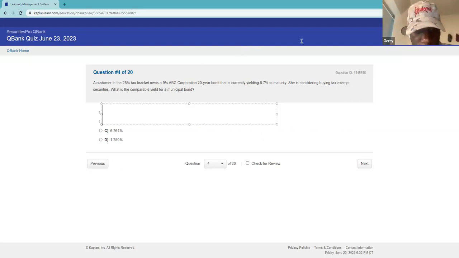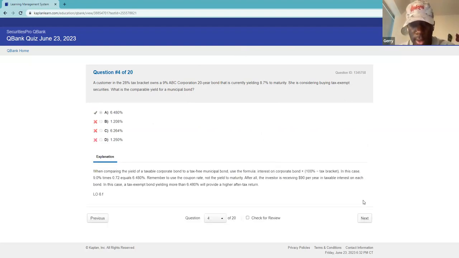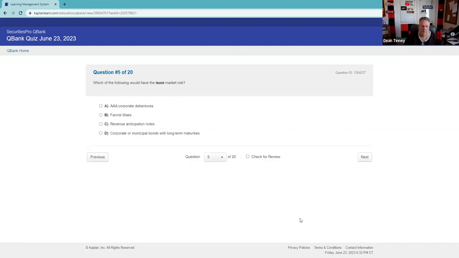Okay, that makes sense. I just had to read the question again. We can go on to the next one. Which of the following have the least market risk? The least market risk.